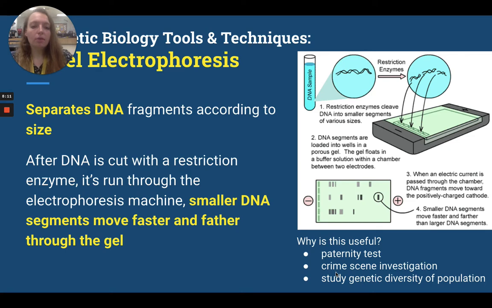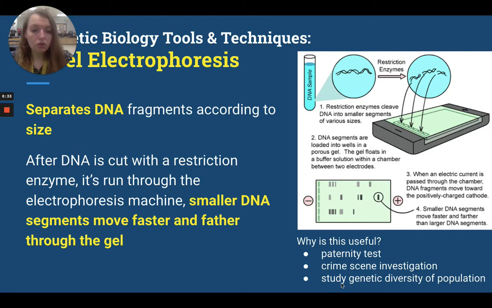Okay, similar scenario with a crime scene investigation. If we find DNA at a crime scene and we don't know which of the suspects is guilty, we can run the crime scene DNA and then run the DNA of all of the suspects, and whichever bars match up is going to be the person who was there at the crime scene.